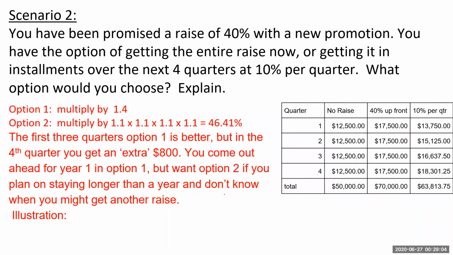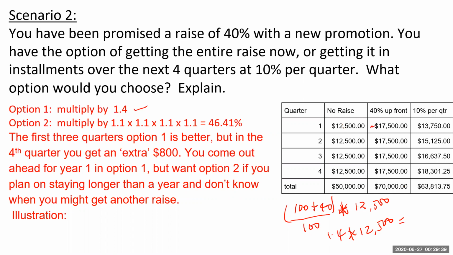Now, this is what I did. So option number 1, if I do the 40% upfront, that will be what? An increase of 40% over 100. So assuming that this is how much I receive, okay? So that is why this is giving me 1.4 multiplied by 12,500. And that gives me that amount.